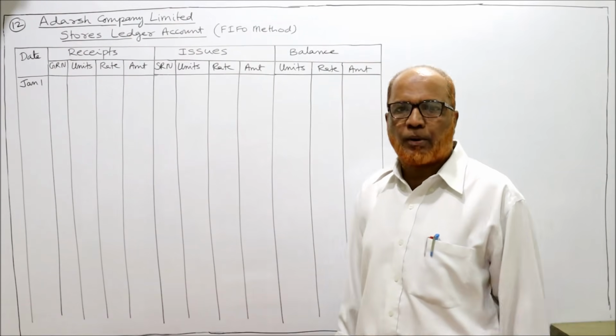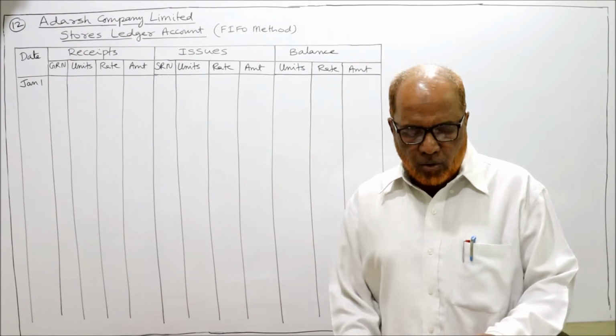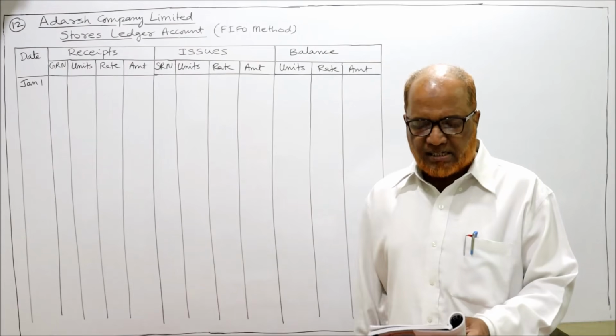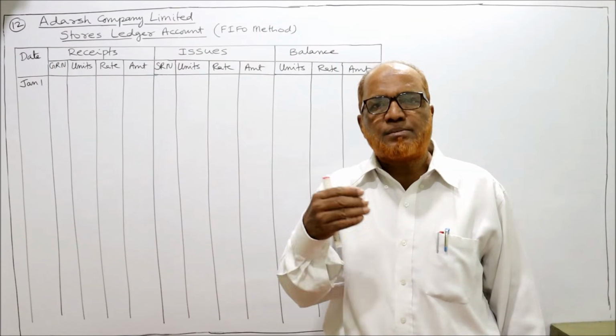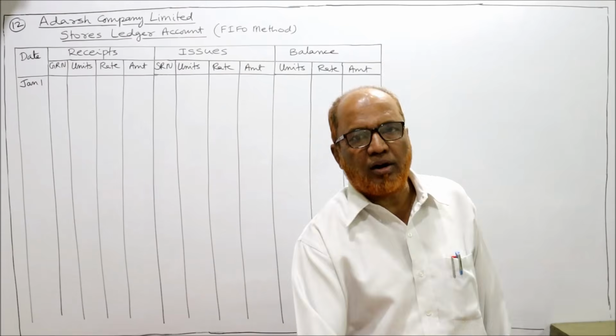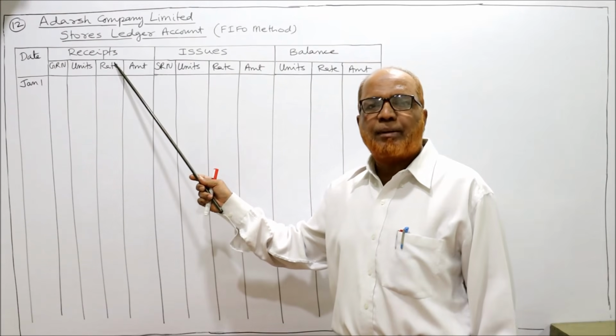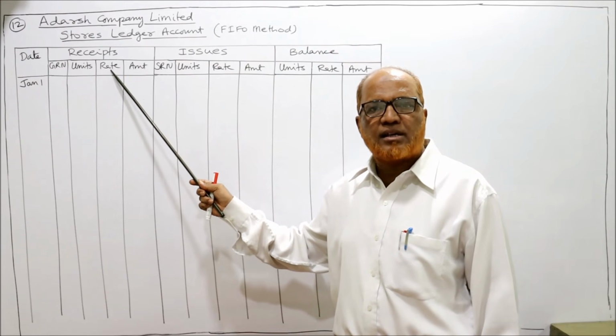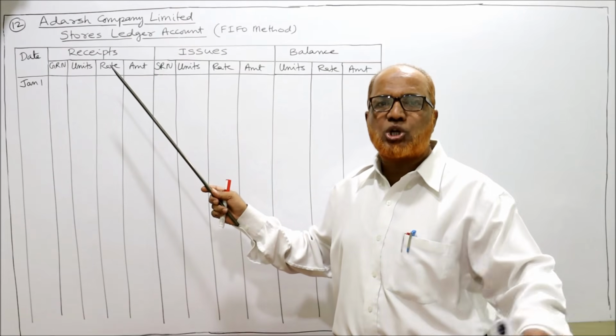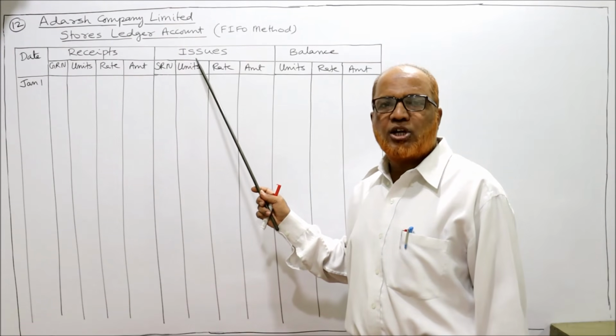Now I am starting the problem. 1st January, you can see the problem. On 1st January there is a purchase. When material is purchased, we record it in the receipts column. When material is issued, we record it in the issues column.